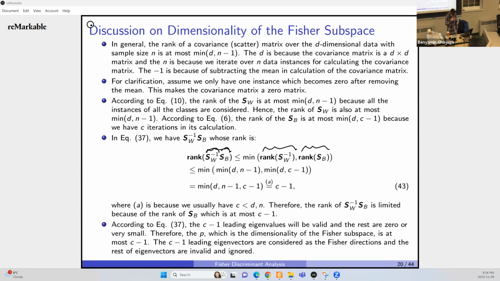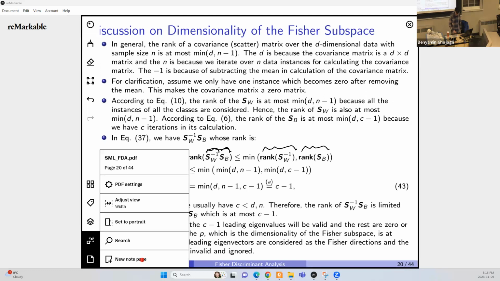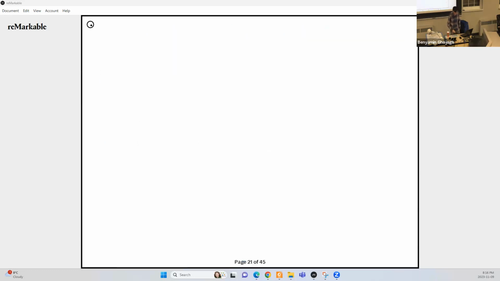What is the rank of SW inverse? What is SW? It was the within-class scatter, right? In other words, it's a covariance matrix. What is the rank of a covariance matrix? Let's discuss it. It's very important. The things that I'm telling you are not just for machine learning. They are for a lot of different things, and I think you will see the value of what I'm saying in the coming years.